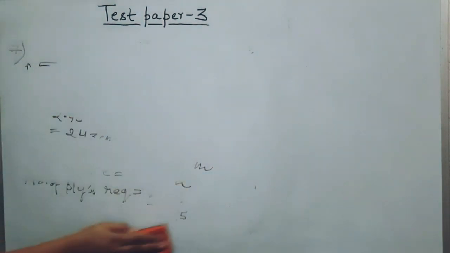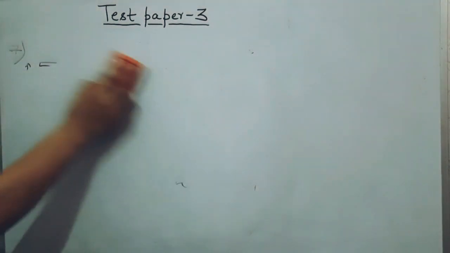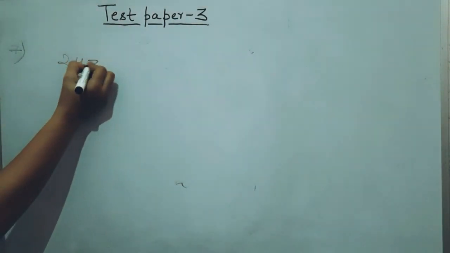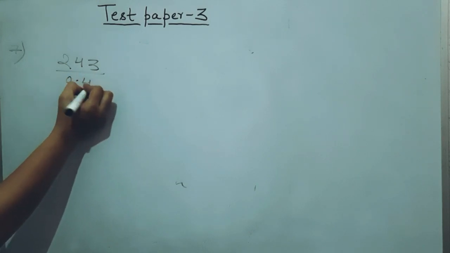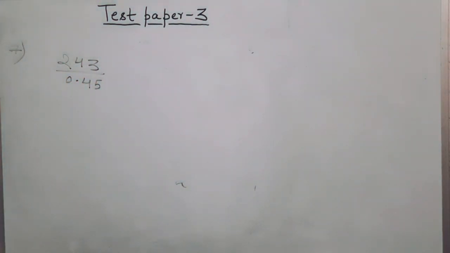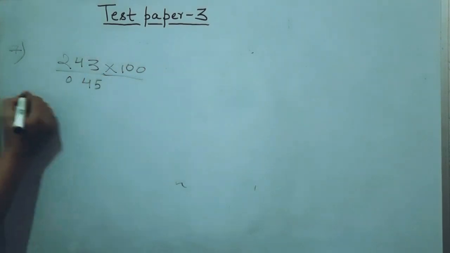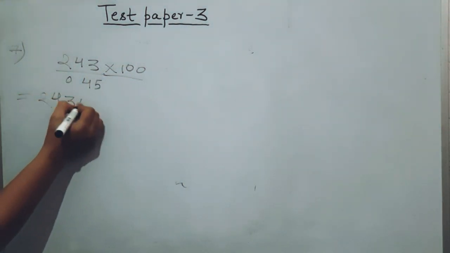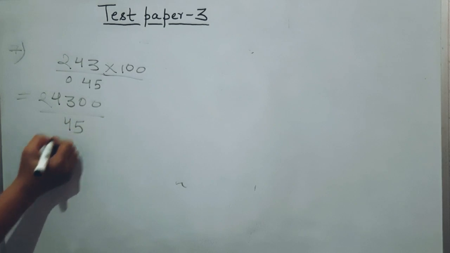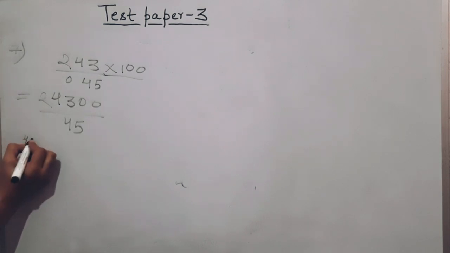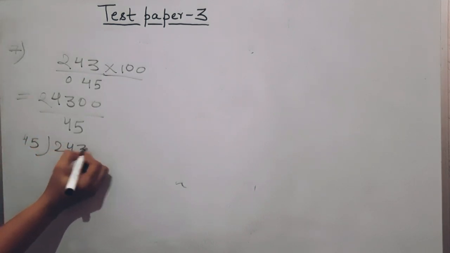Now I am going to perform the division for you. So when 243 will be divided by 0.45, to remove the decimal point I have to multiply it by 100. So it will be 24300 upon 45. Now can we perform the division? Yes, we can easily perform the division. Now what we have to do? 45 will be divided by this number.